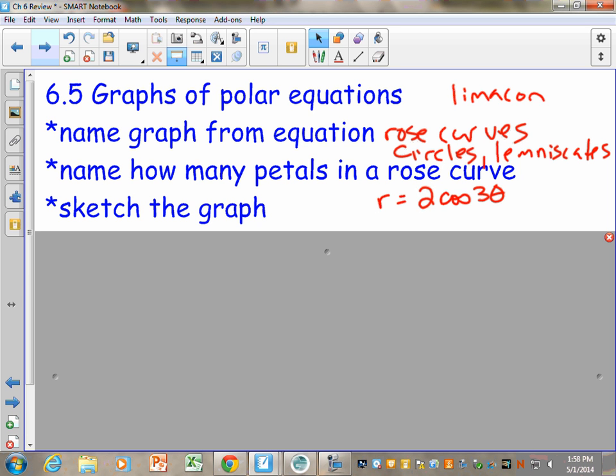6.6 is what we've been working on most of this week, and there's a lot of stuff from 6.6, a lot of formulas. And I'm not going to give you these formulas.